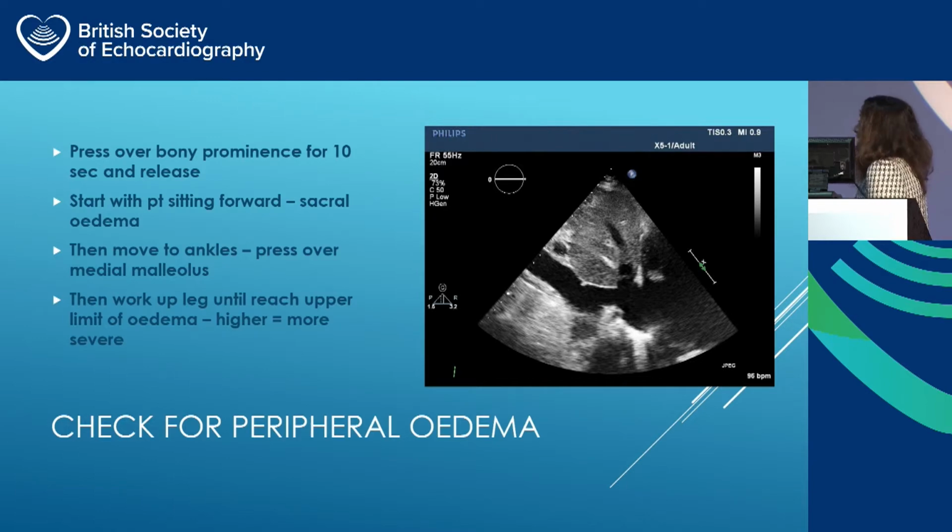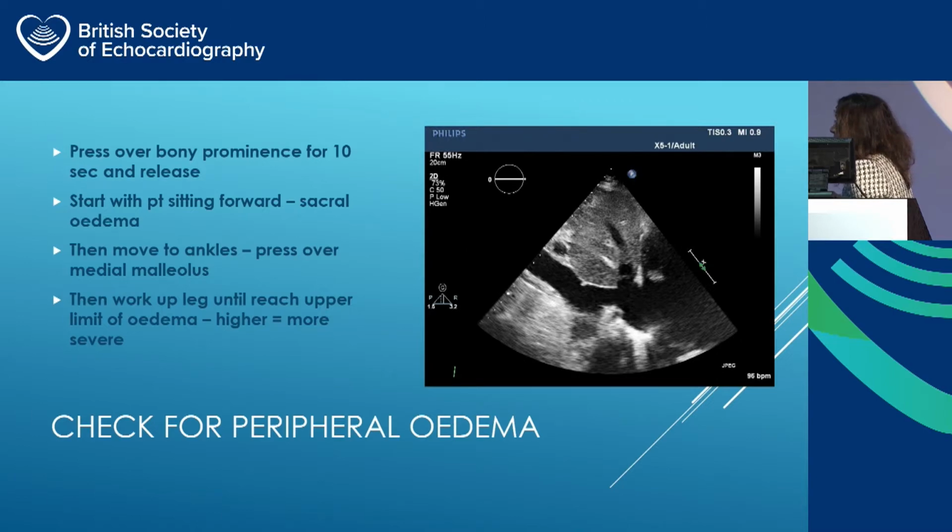Good. Peripheral edema. Your patient is now sitting forward. Start with edema at the sacrum. If they've got severe edema, it will come right up to the sacrum. The way you test for that is you always press, ideally if you can, over a bony prominence for 10 seconds, usually with the pad of your thumb. Don't use a fingertip, it's too pokey, and warn the patient you're going to do it, okay? Press for 10 seconds, release, and if there's a dent left, that is pitting edema due to fluid.